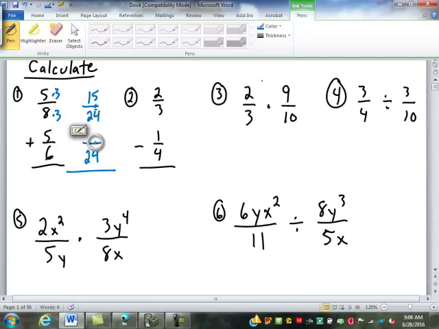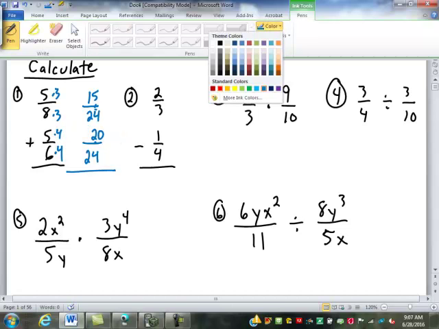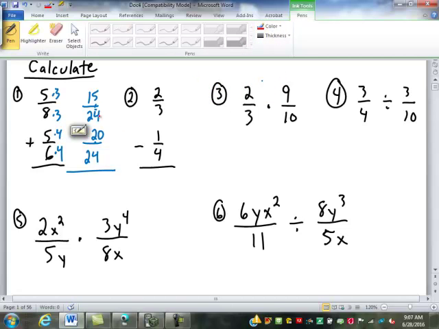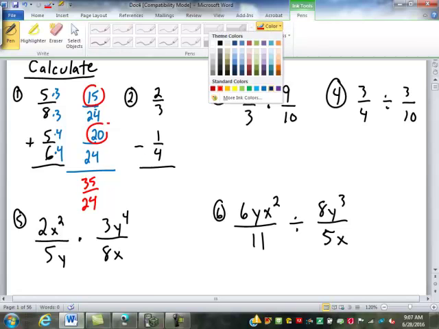What's this going to become? 20. Great. 6 times 4 to make 24, so you have to do 5 times 4, which will be 20. Now we have the same name, which is the 24. So we'll combine the counts. 15 and 20 make 35. And we'll keep the same name of 24. Are we done?